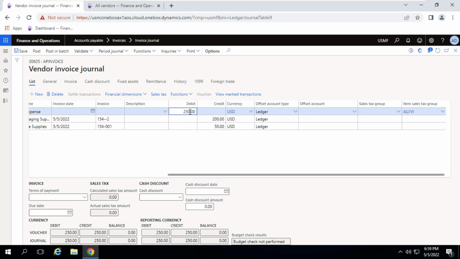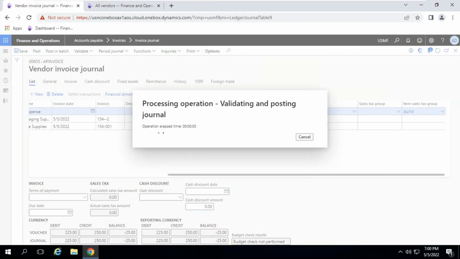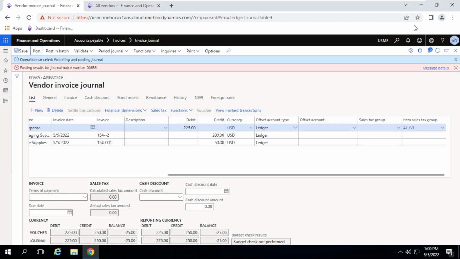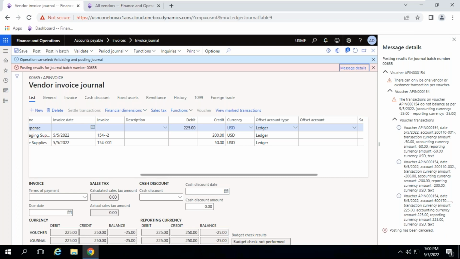Suppose it is not tallied. You have entered only 225, and 125. There is a difference. Then if you are trying to post, it will throw an error message: debits and credits are not tallied. You cannot post it at all.